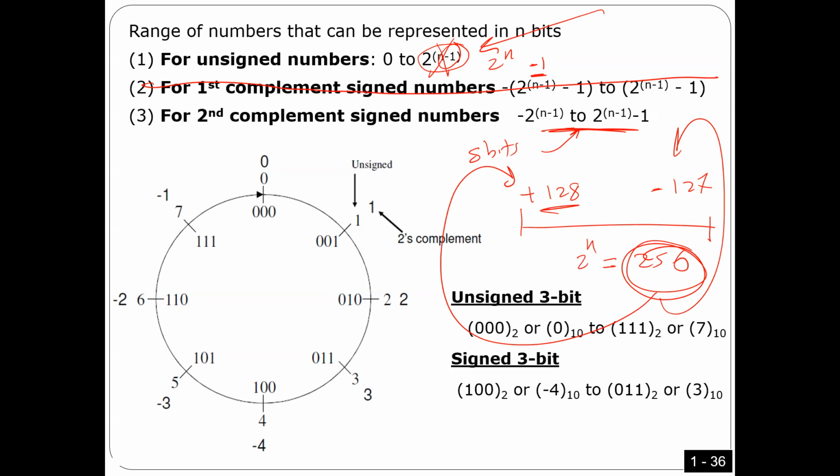Is that okay? Now I'm expecting you to know, if you have n bits, how many numbers we can have in n bits. I'm expecting you to know how we can generate this number. For unsigned numbers, you should know what the minimum and the maximum are. For signed numbers, also, what the minimum and the maximum are.